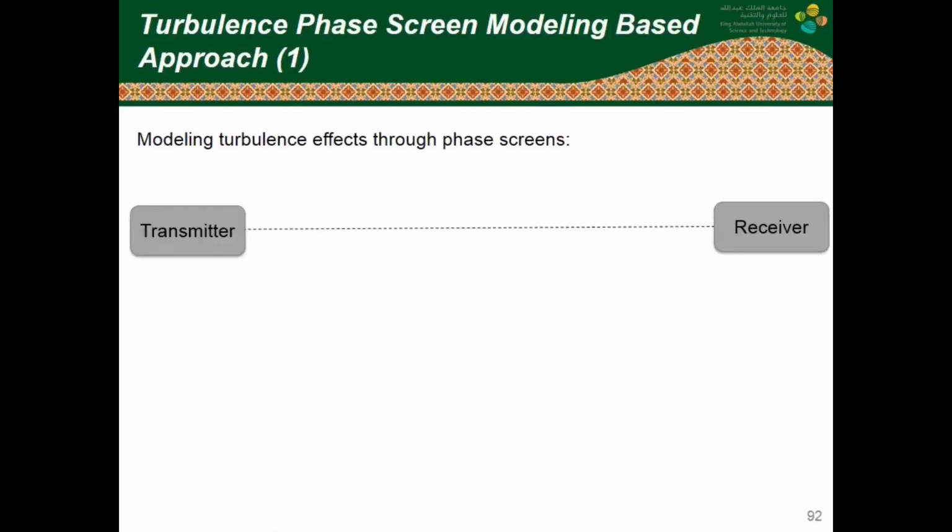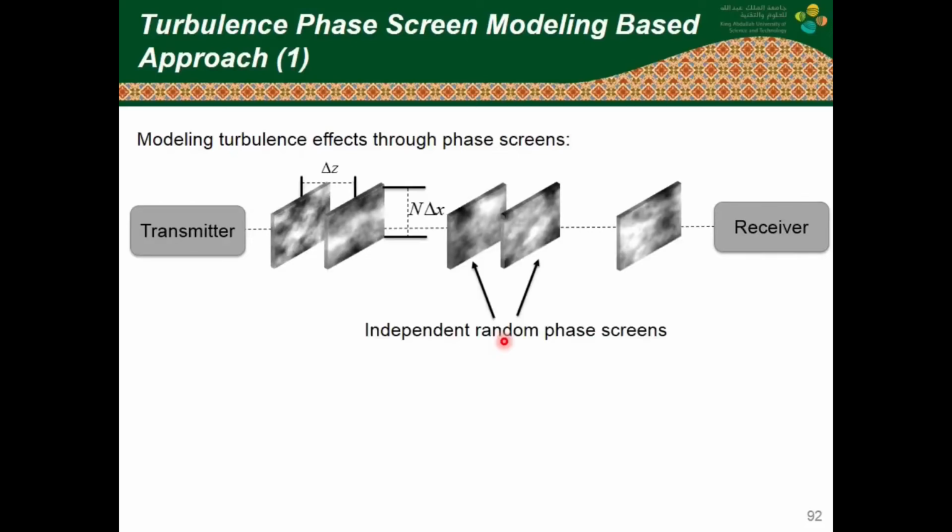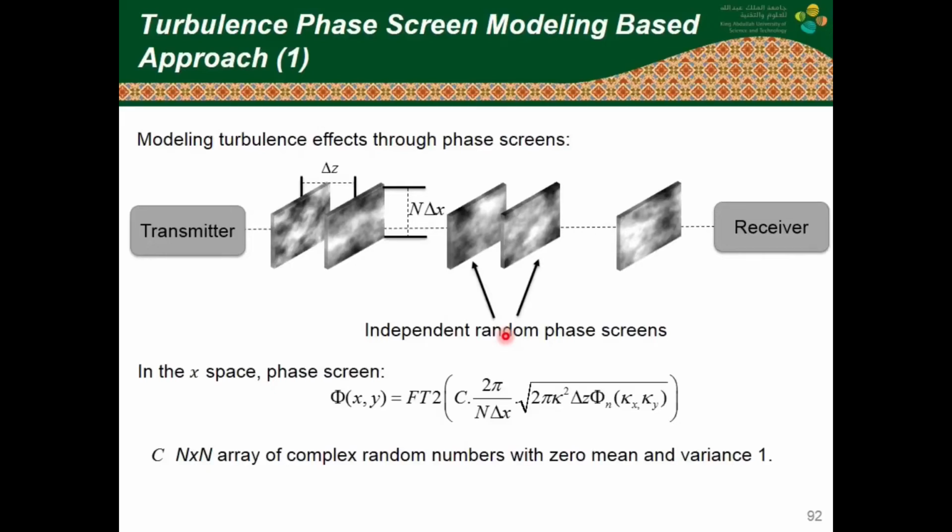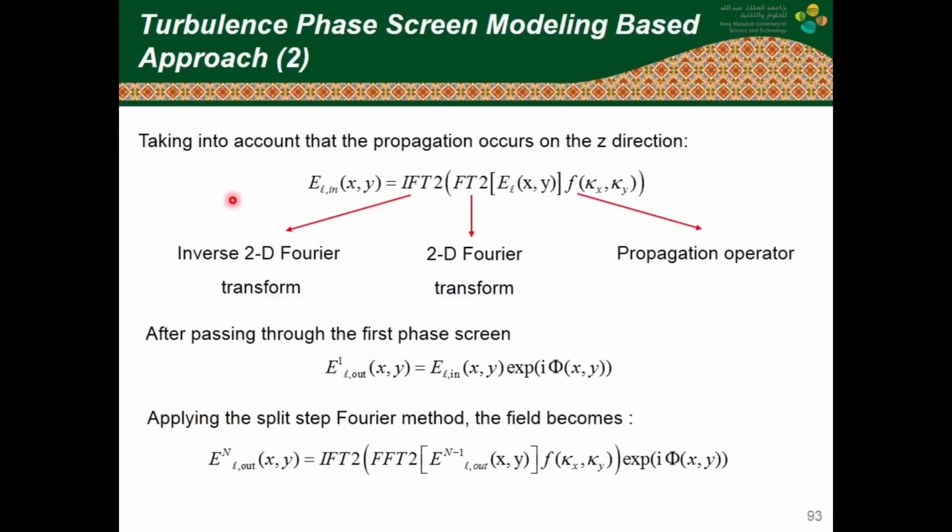Emulating the effect of turbulence can be done by placing multiple independent random phase screens along the propagation axis. The phase screens are basically the 2D Fourier transform of this quantity, which is the power spectral density of the fluctuation of the refractive index of the atmosphere. One numerical model to simulate the propagation through multiple phase screens is the well-known split-step Fourier method, which is based on the Fourier and inverse Fourier transformations.